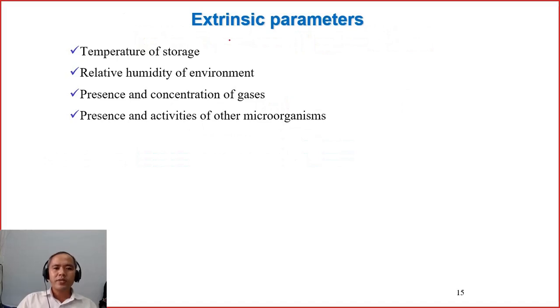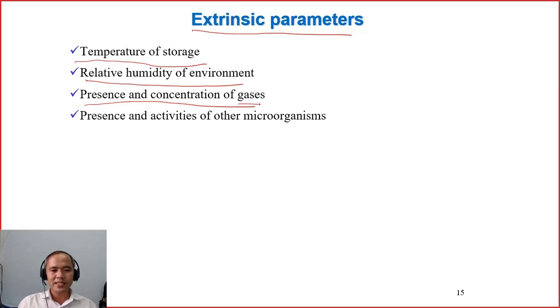Now we go to extrinsic parameters which influence microbial growth. Extrinsic means the factors, the parameters which belong to the environment surrounding the food, like temperature of storage, relative humidity of the environment, the presence and concentration of the gases in the air surrounding the food, the presence and activities of other microorganisms. This microorganism, when it is present, may influence the growth of the other one. It may stimulate or it may inhibit, depends.